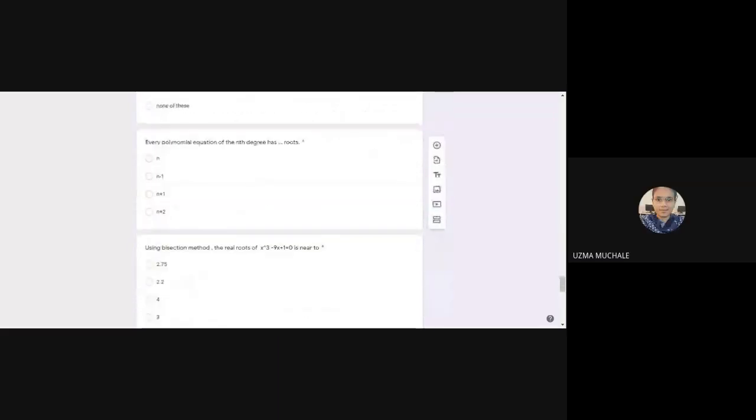This one, using bisection method the roots of equation. Okay, this one. येस मॅम, हेच क्वेश्चन. Yes, ma'am. Okay, let me cross check and then I will tell you later on. What you are telling, the option is C. The equation is x cube minus 9x plus 1 is equal to 0. ऑप्शन डी. Okay, fine.